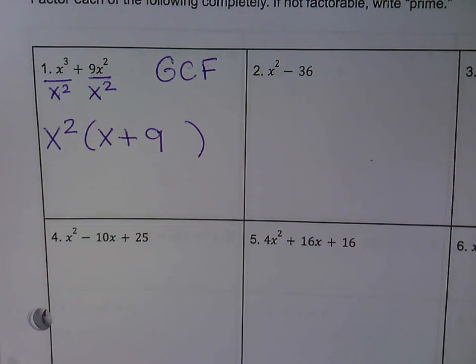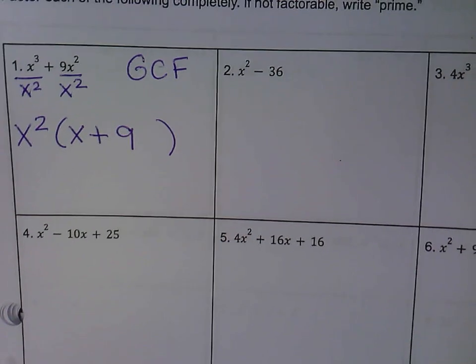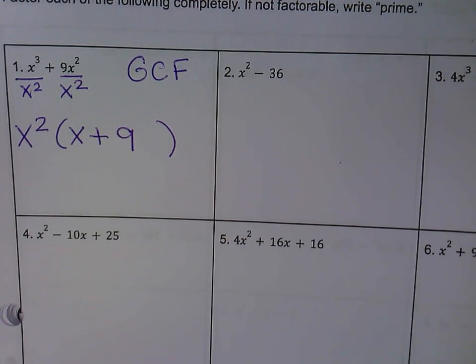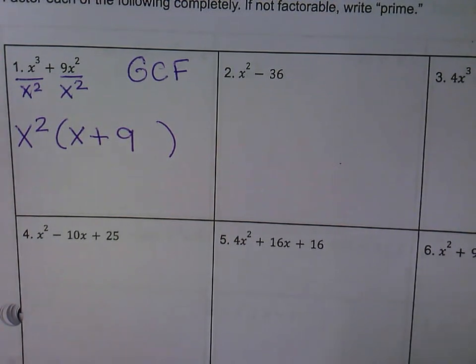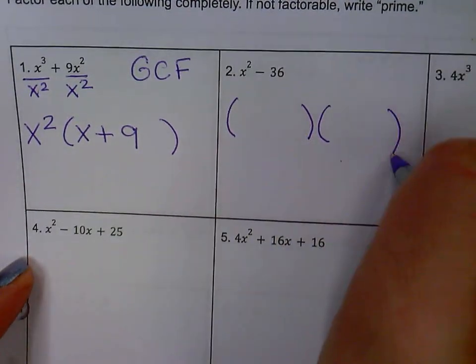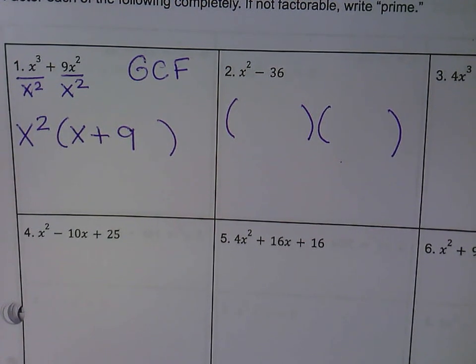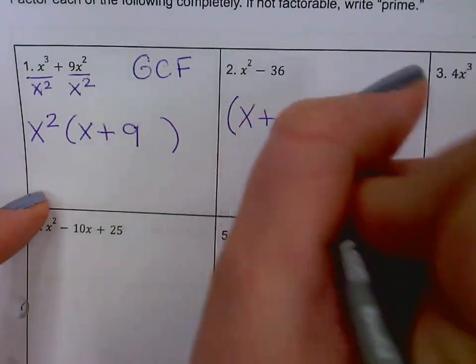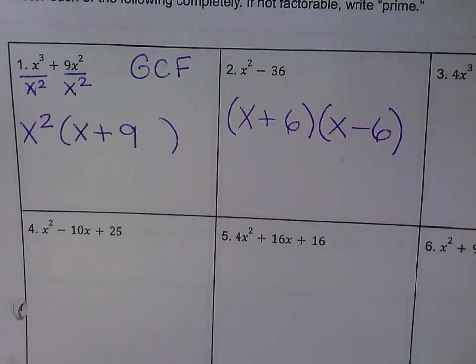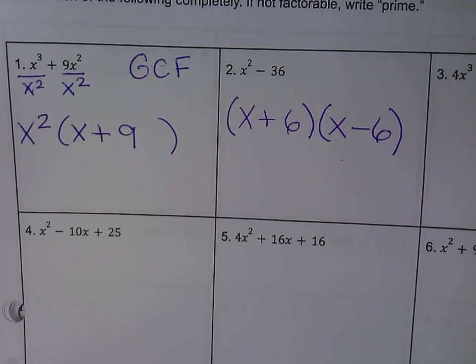What strategy is number 2? It's the difference of squares. X squared is perfect. 36 is perfect. Do you remember how to set up your 2 parentheses? One gets a minus, one gets a plus, and you take basically the square root of each of the terms, right? So x times x and 6 times 6. X plus 6, x minus 6. It doesn't have to be in that order. If you put the minus first, x minus 6, x plus 6 means the same thing.